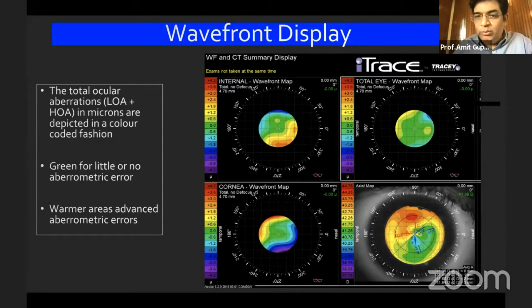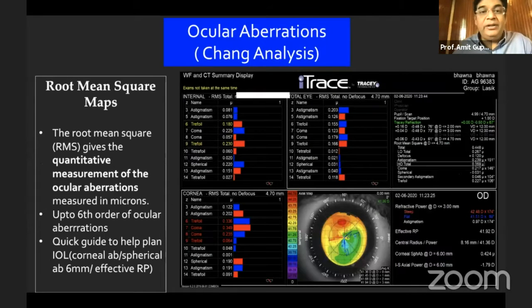Wavefront display is there. So just at a glance, if we see a smooth green map, it just shows us that the wavefront is very regular in this eye. On the other hand, if we see a multitude of colors, especially bright colors, dark colors, it indicates that this eye probably has significant wavefront aberrations.